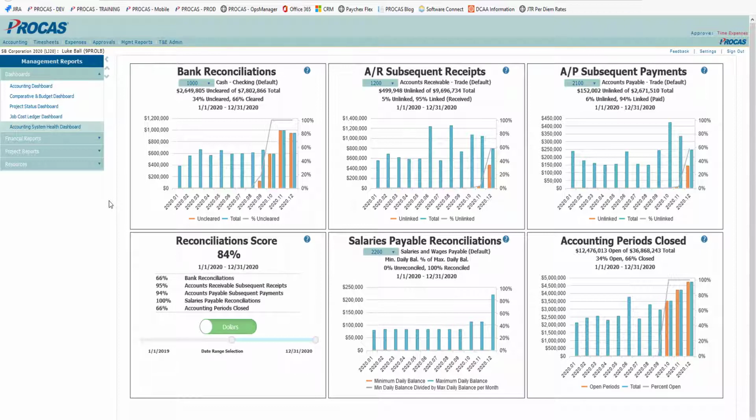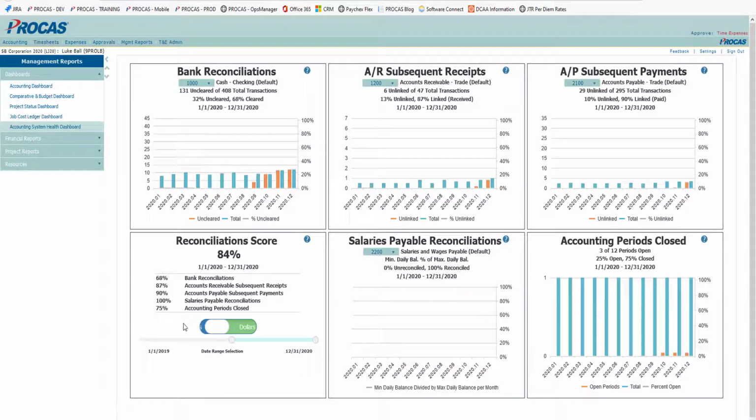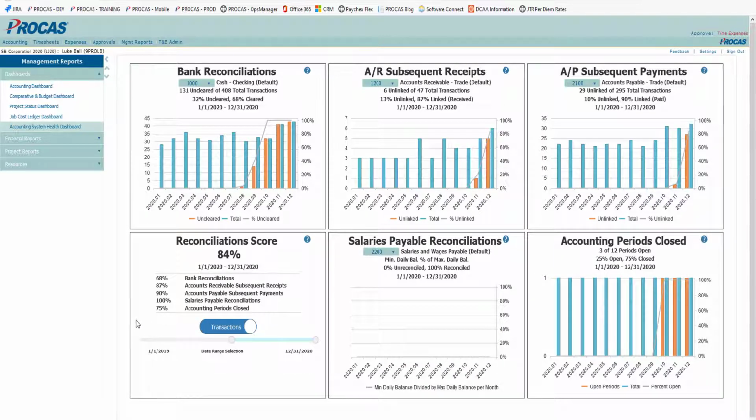In my dataset, I am currently sitting at an 84%, which leaves room for improvement, however, is pretty good in the grand scheme of my current year. Let's take a look at the 5 matrices that make up the overall reconciliation score. These will show me where my main issues lie and where I can fix them to improve my overall score. For each of these 5 tiles, I can toggle between viewing the data in either dollars or transactions to be reconciled. For the sake of this video, I am going to stick to dollars because my transaction volume is lower than my cash volume.